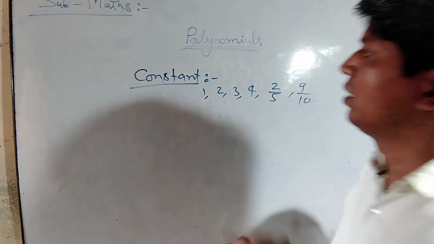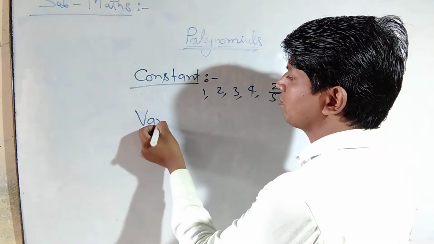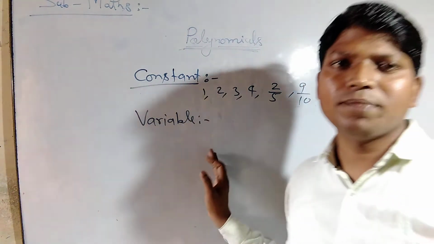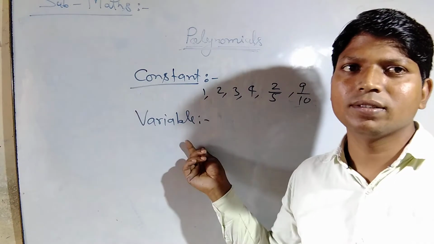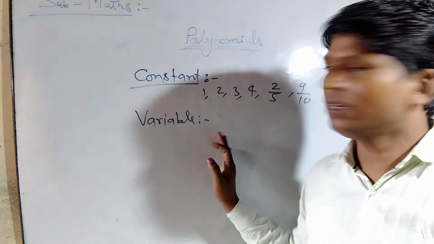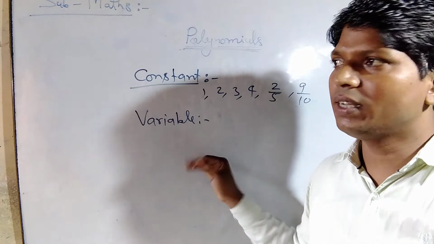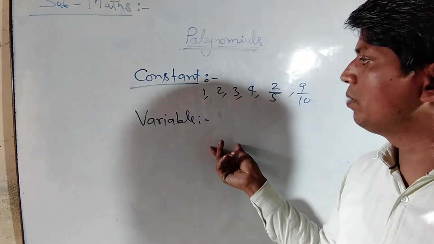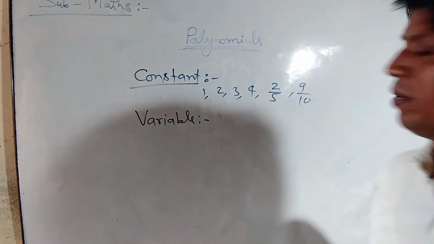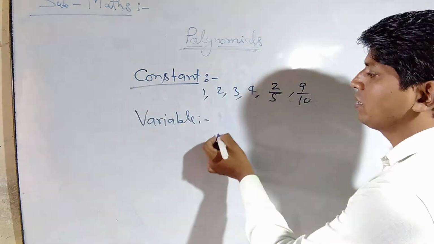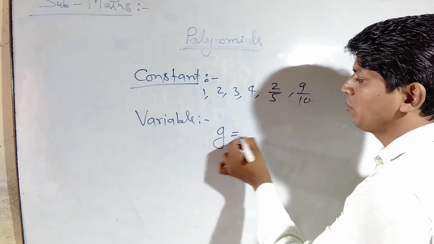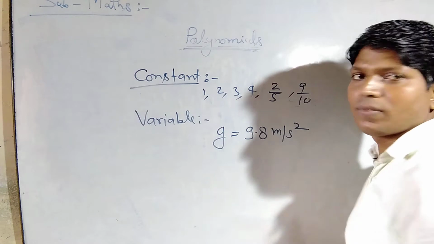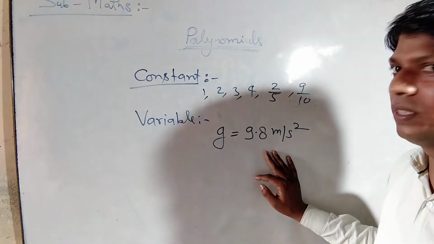And second, let us discuss variable. A symbol having different values is called a variable. Is it clear? Any symbol having different values at different places is called a variable. We take an example: gravity acceleration g, value 9.8 meter per second square.